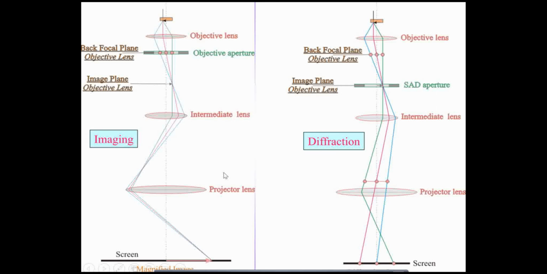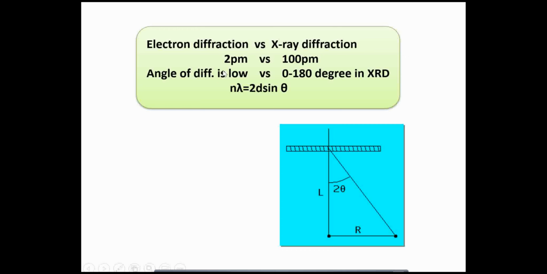Now you see this: n lambda = 2d sin theta. So for electron diffraction, this Bragg equation is there, n lambda = 2d sin theta. For TEM, the electron wavelength is very small as compared to XRD. So what will happen when the wavelength is small? Lambda is small, that means sin theta should be small, because d will remain the same for the same sample, d will not change.